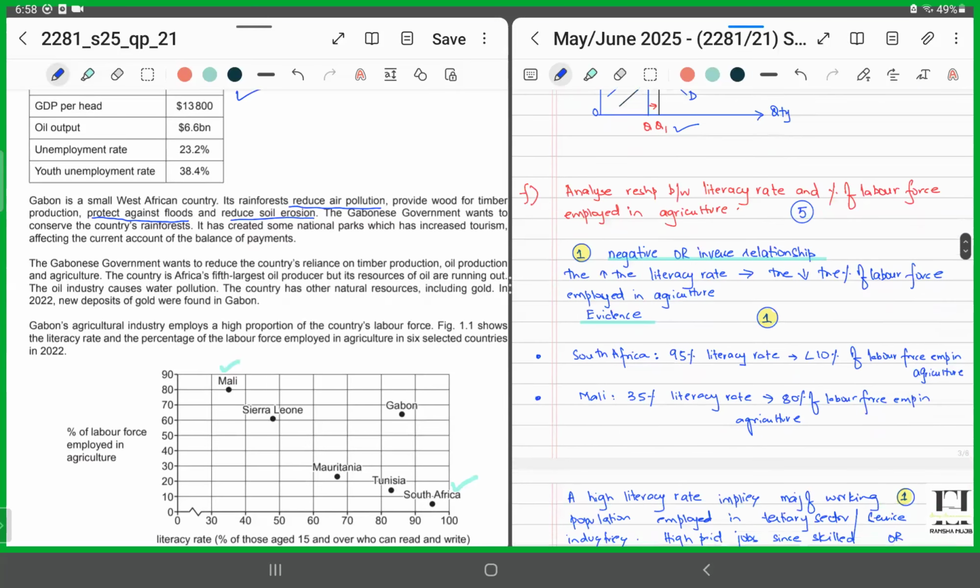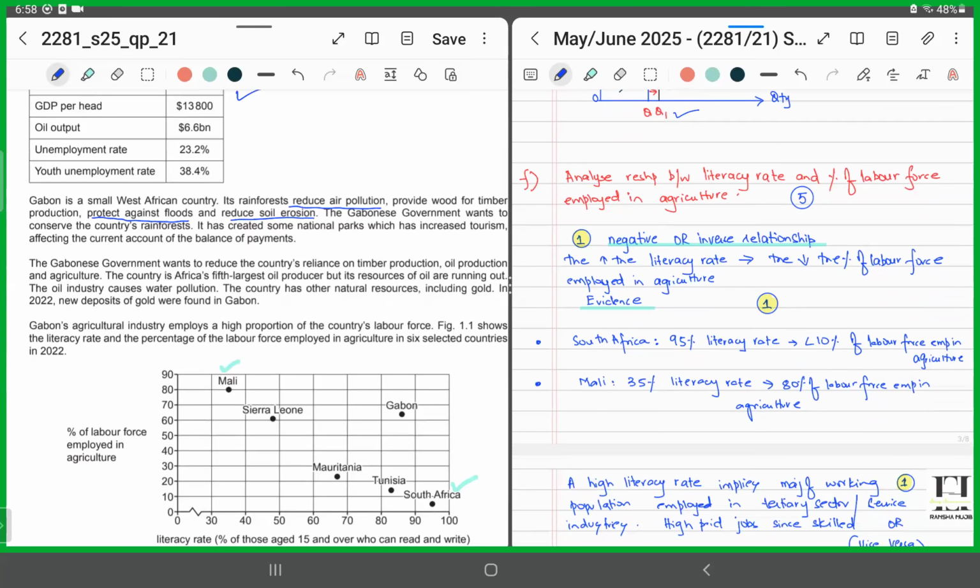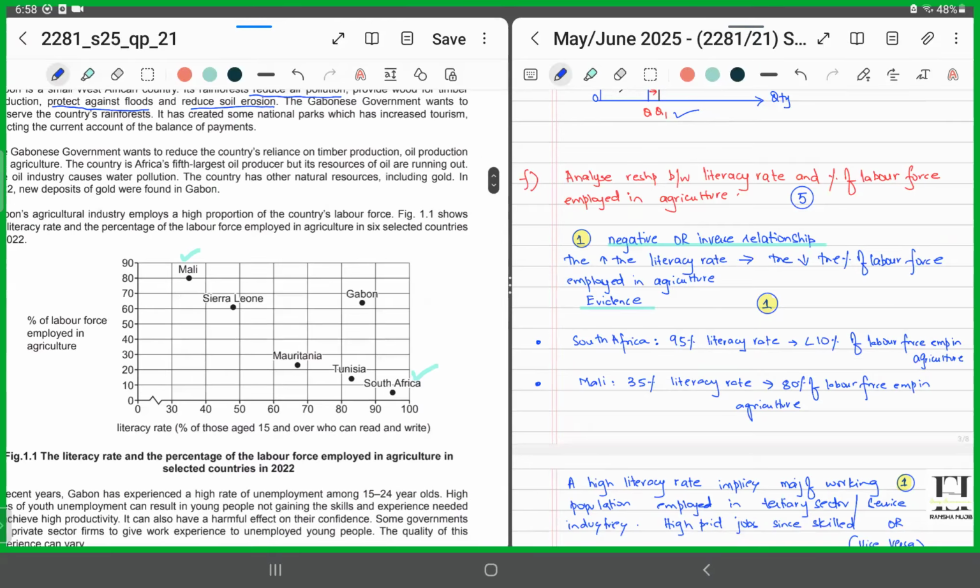All right. Part 4 asks us to analyze the relationship of literacy rate and the percentage of labor force employed in agriculture. Like I explained to you through this diagram on the left, the higher the literacy rate, the lower the percentage of labor force being employed in agriculture. Why? Because the labor force will be more skilled and more inclined towards having a job in the tertiary sector or the services sector. Now, how would you go about answering these analyze questions? I explained to you a couple of times in my tutorials. Again, it's the same way I'm going to be explaining today as well.